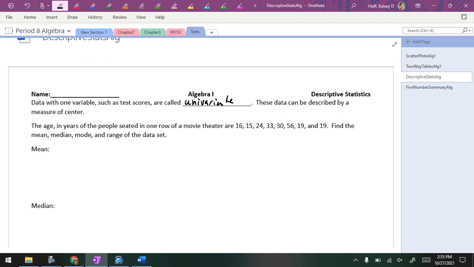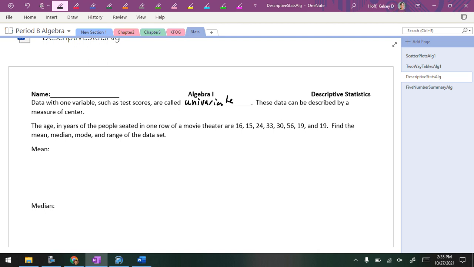Have you heard of these before? Yes. Descriptive statistics. Okay? It's way easier to say, like, today I calculated descriptive statistics, because then you look really smart. Right? What is the mean? Average. How do you find the average of something? Very good. We add them all up, and we divide it by how many there are.